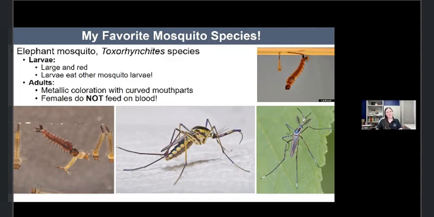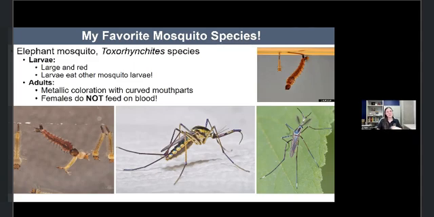The larvae are really cool. They're big and red. Every summer when we collect some of these, my students name them all different types of names that have to do with things that are red, like Clifford the Big Red Dog or Elmo, or whatever they could think of that has to do with something that's red. They're very, very distinctive larvae, and they're really cool because the larvae, as you could see in this one picture, the elephant mosquito larvae eat other mosquito larvae. That's what they feed on.